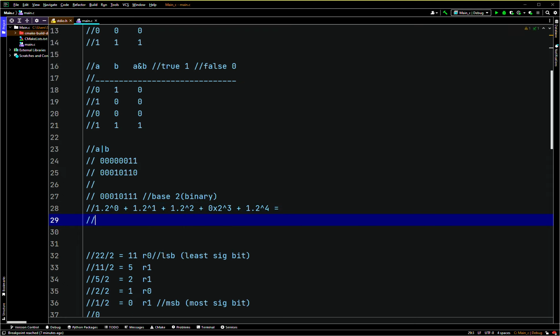So we have 1 times 2 to the power of 0, that should be 1. Plus 1 times 2 to the power of 1, that should be 2, because 2 to the power of 1 is 2 times 1, which is 2. Plus 1 times 2 to the power of 2, that should be 4. Plus a 0, because 0 times 2 to the power of 3 is 0. Plus 1 times 2 to the power of 4: 2 times 2 is 4, times 2 is 8, times 2 is 16. So this one should be 16.